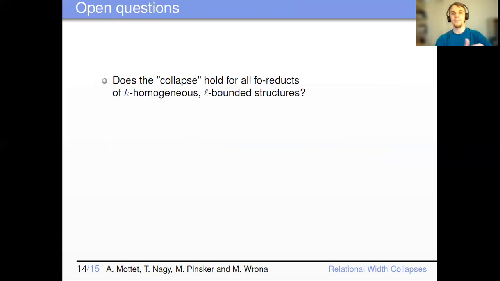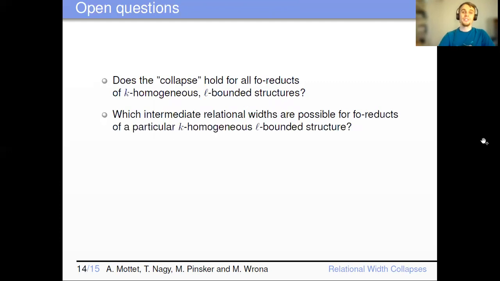The first and maybe most interesting question in this direction is, of course, whether this collapse holds for all reducts of k-homogeneous L-bounded structures. This could be the case. This does not have to be the case. We don't know. We don't have any counterexample, but we are also far from having a proof. Another interesting question would be which intermediate relational widths are possible for first-order reducts of a particular k-homogeneous L-bounded structure.